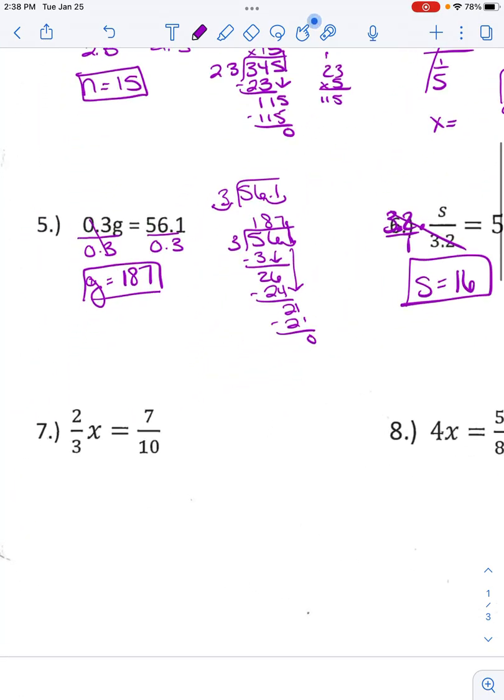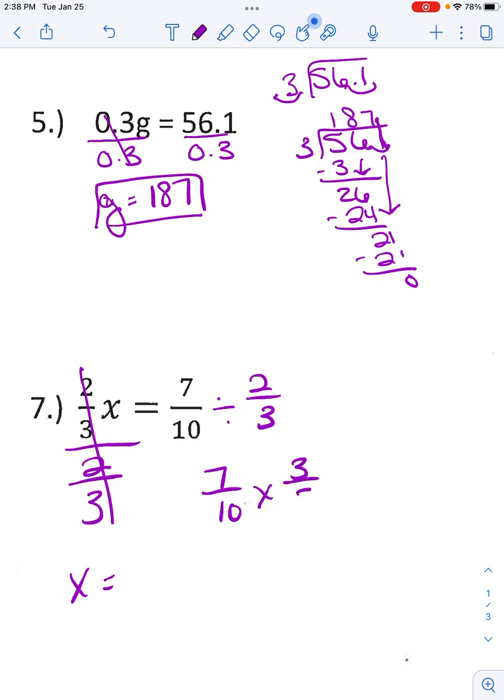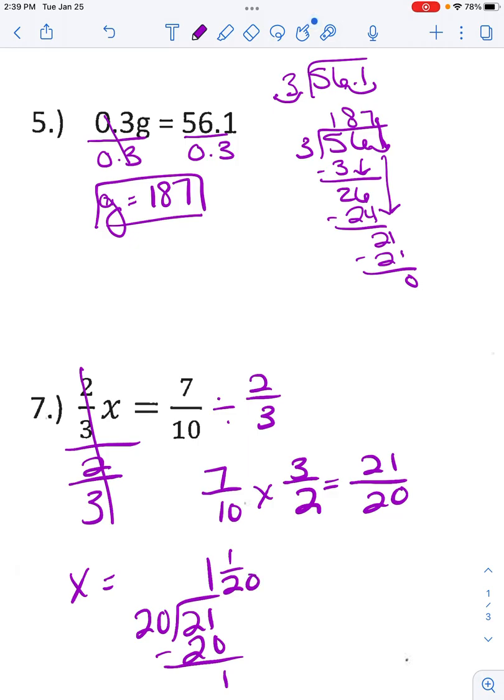What about fractions? A number next to a letter means multiply. The inverse would be to divide both sides by 2/3. Two-thirds divided by 2/3 is 1x. And then we do not divide fractions. We keep it, switch it, flip it. We cannot cross cancel, so we'll multiply straight across and get 21/20ths. Top number always goes on the inside. It goes in once with 1 left over. So 1 and 1/20th.